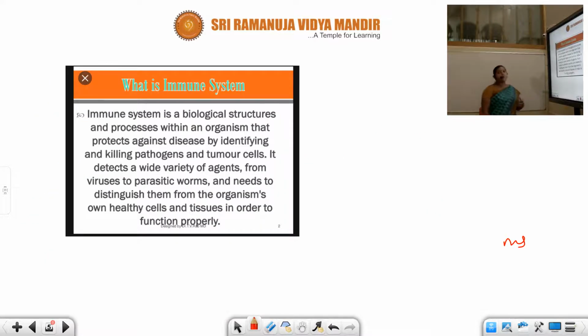Now, what do you mean by immune system? The immune system is a set of biological structures and processes within an organism that protects against disease by identifying and killing pathogens and tumor cells. So this is about the immune system in our body. Like other systems, such as the nervous system, hormonal system, or blood circulatory system, in the same way we have a special system that is the immune system.